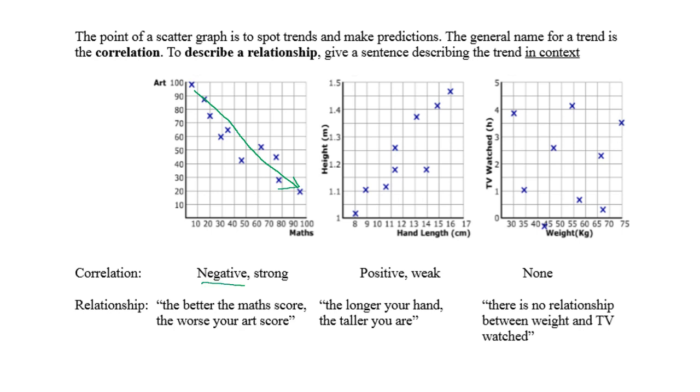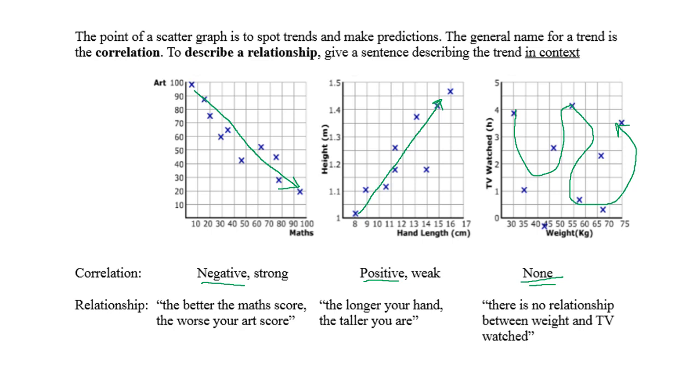On our second graph here, the line is going upwards. This is a positive correlation. On our third graph here, the data is all over the place. Who knows what's going on there? There is no correlation. Relationship is just taking that a little bit further and actually putting that into a sentence.